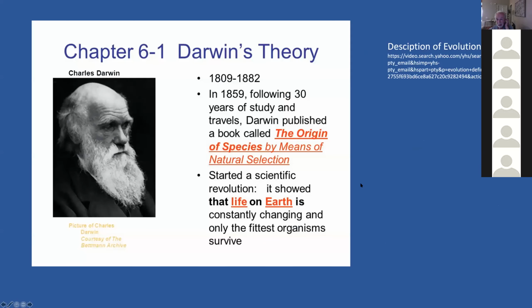Darwin's theory. Well, Darwin lived from 1809 to 1882, and he published his seminal work in 1859. But this was after a long period, roughly 30 years, of studying and travels. And in 1859, he published this book, The Origin of Species by Means of Natural Selection. And that started, took a long time, but it started a scientific revolution, showed that life on Earth is constantly changing and only the fittest organisms survive.